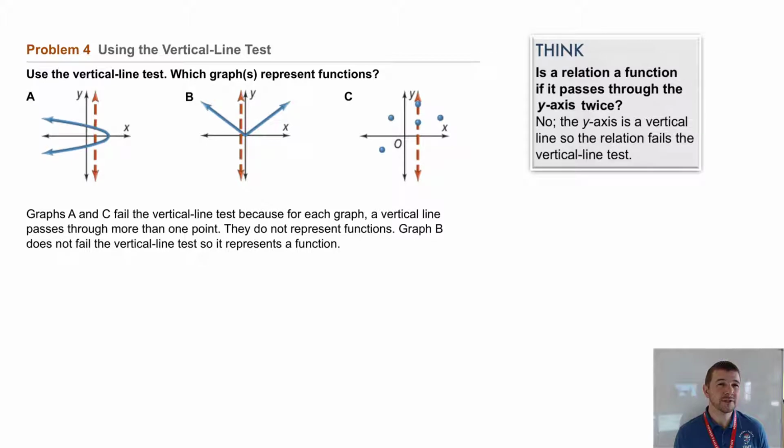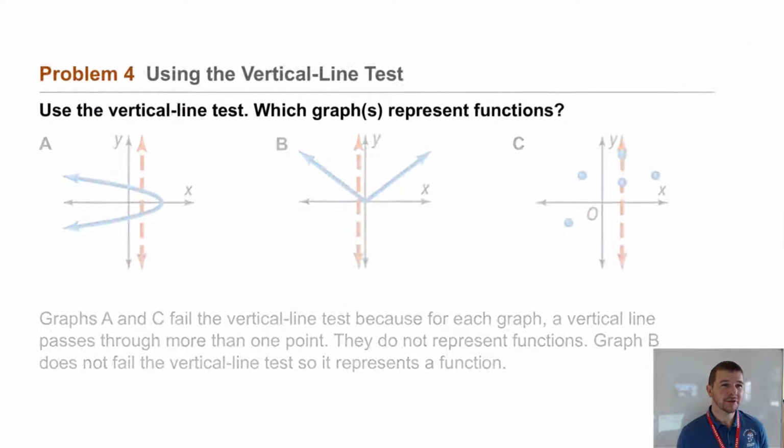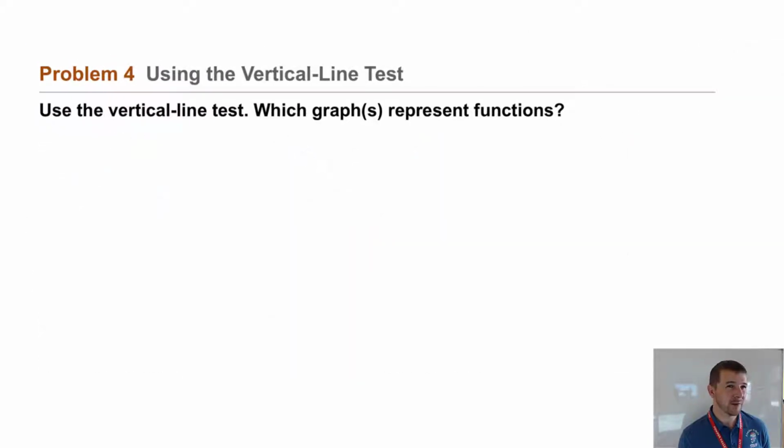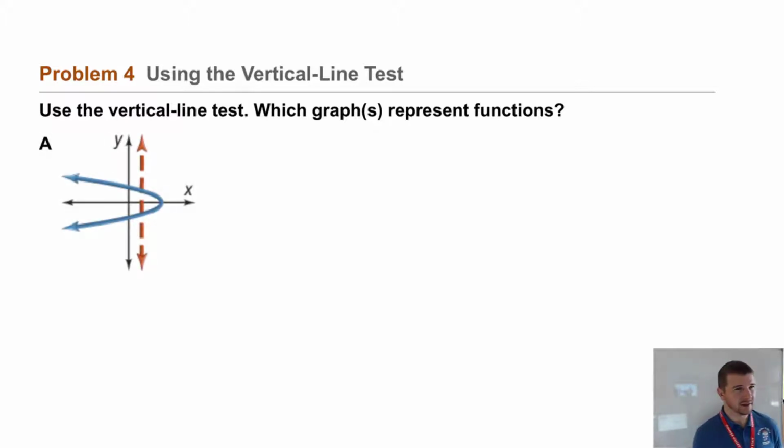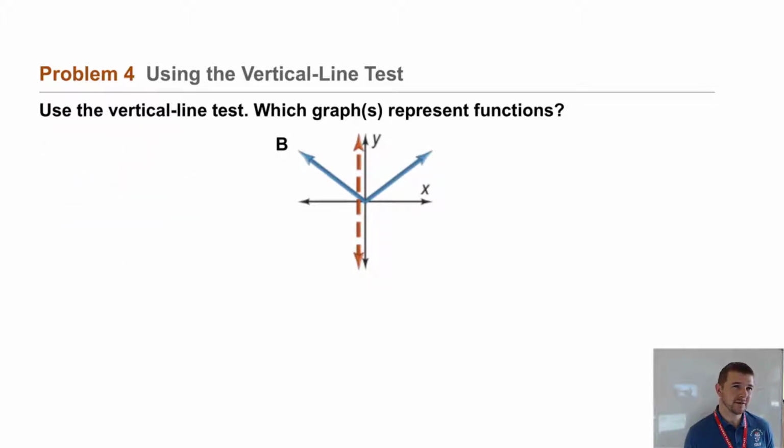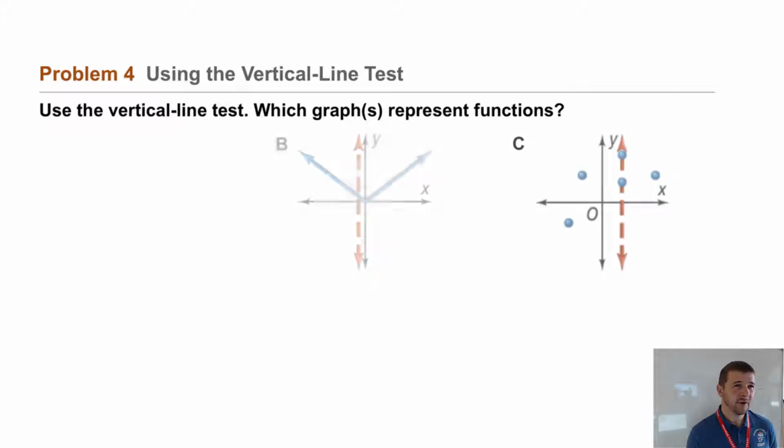Problem 4, using the vertical line test. Use the vertical line test. Which graphs represent functions? Part A, we see this graph that opens to the left. Part B, we see a V-shaped, something like an absolute value graph. And part C, a bunch of points scattered around the coordinate plane.